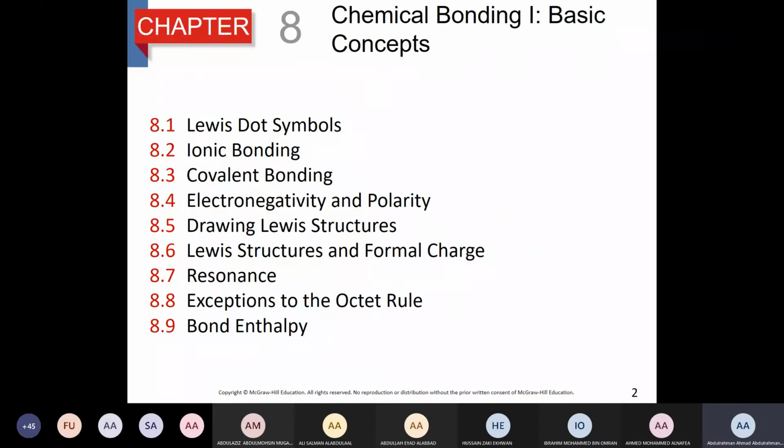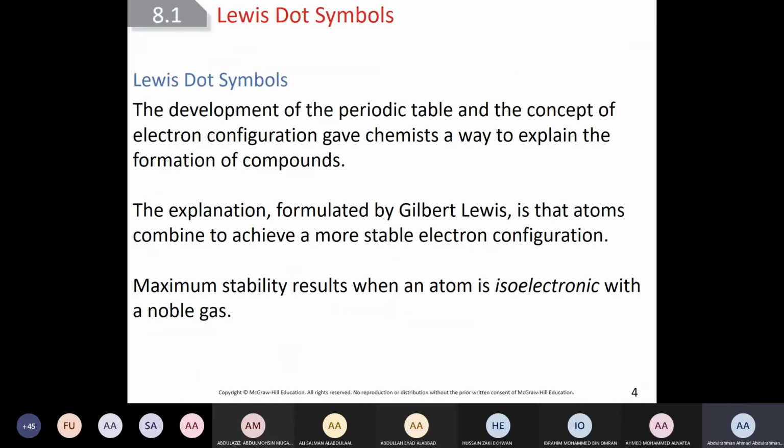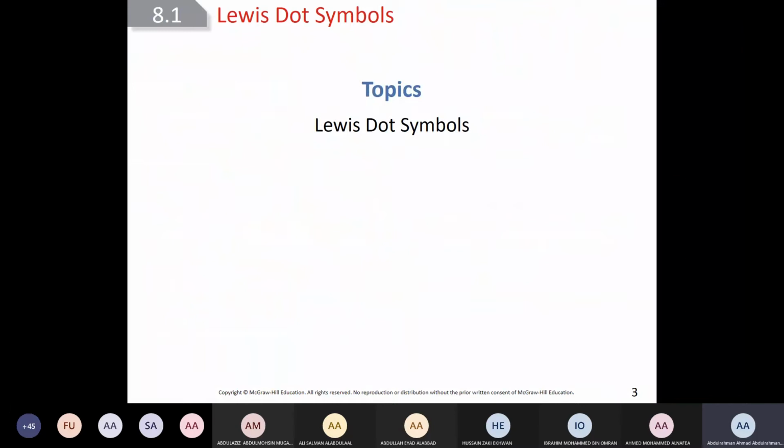All right. And here we're going to talk about so many things. First, we're going to talk about the Lewis dot symbol. And this Lewis dot symbol is very easy. Get your periodic table.